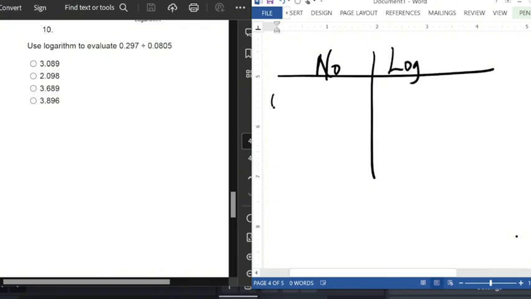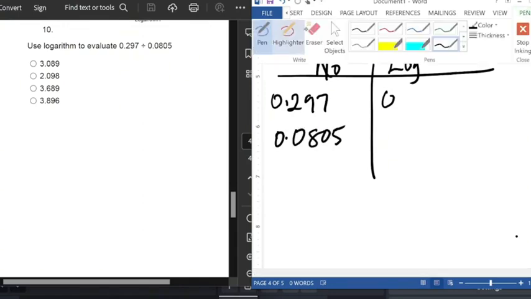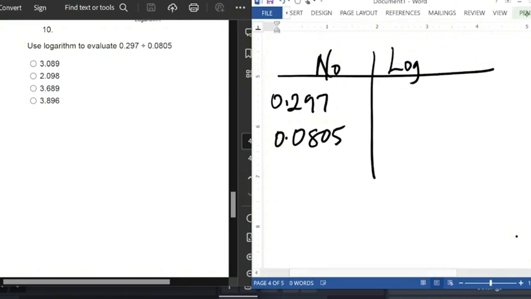So the first number here is 0.297, and the second one is 0.0805. The next thing now is to find the characteristics of 0.297. As you know this one is 0, that will be bar 1. We have 1 0 there. But the second one is going to be bar 2 point. So we will now check the log table for 29 under 7.